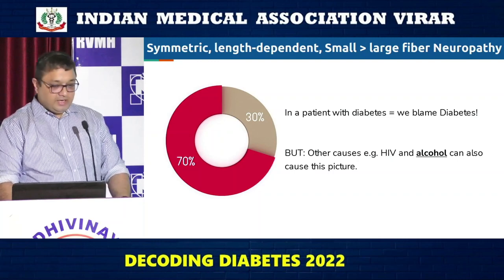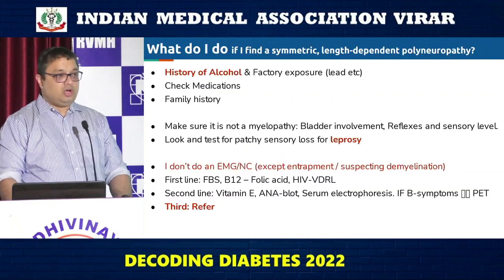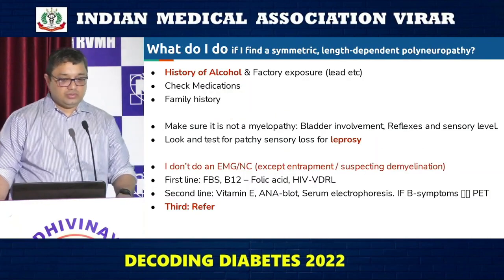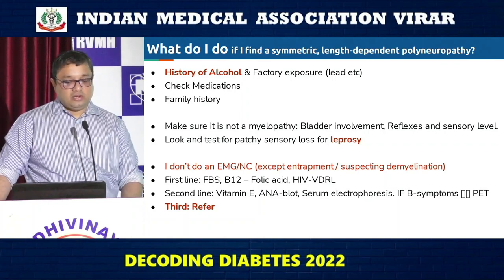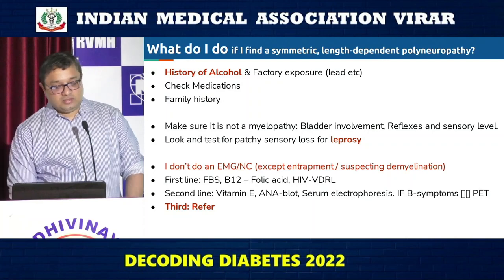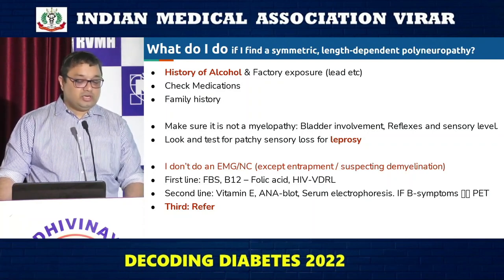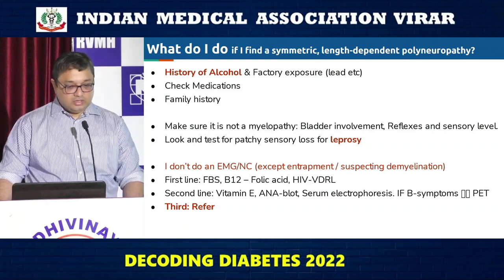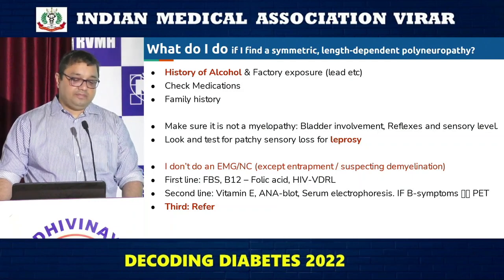So in a patient with diabetes, we blame diabetes, but other things such as HIV or alcohol can also cause this picture. So how do you approach a patient? A patient comes to you. So I think this is a general thing that I do. I do ask for a history of alcohol and factory exposure, for example, lead. What do you do? Check the medications. Ask for a family history, for example, for HNPP and so on. Make sure it's not a myelopathy. Again, we are just on symptoms, the history taking. Look for patchy sensory loss and signs of leprosy.